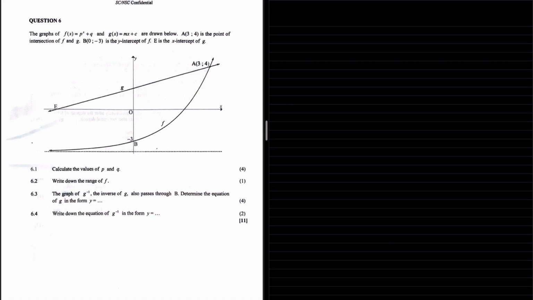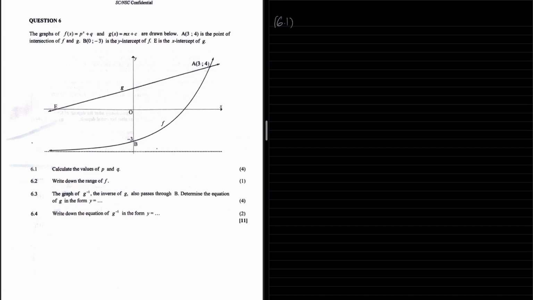Let's take a look at question number 6. The graphs of f(x) = p^x + q and g(x) = mx + c are drawn below. A(3; 4) is the point of intersection of f and g. B(0; -3) is the y-intercept of f. E is the x-intercept of g. So the question says, calculate the value of p and q.